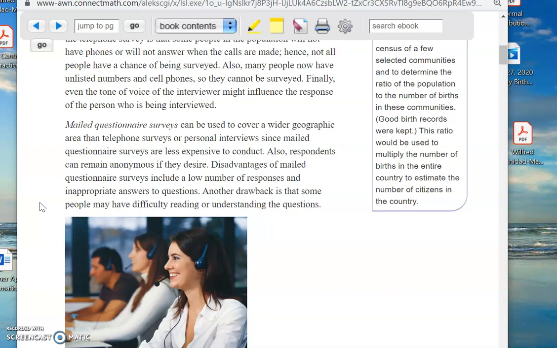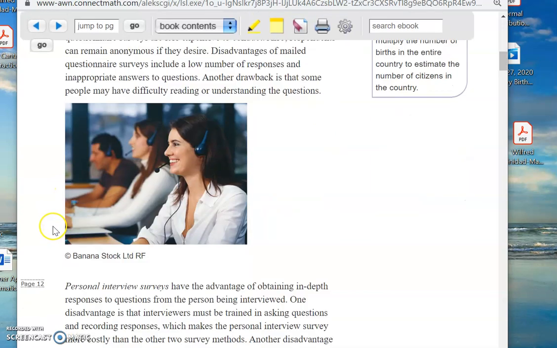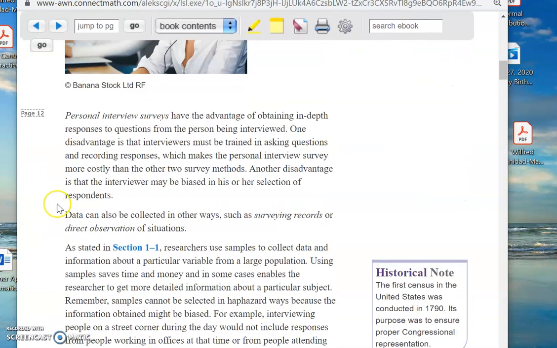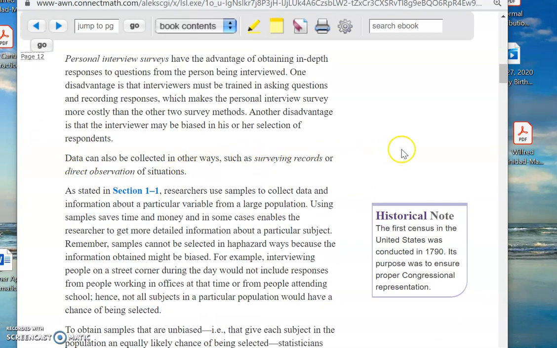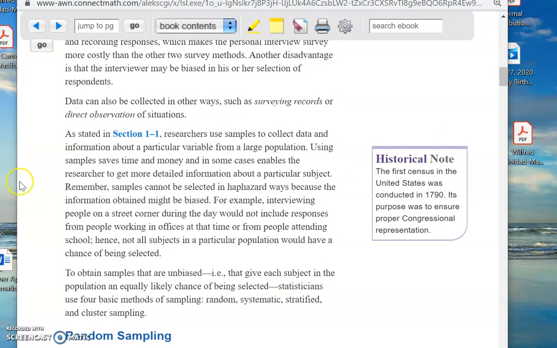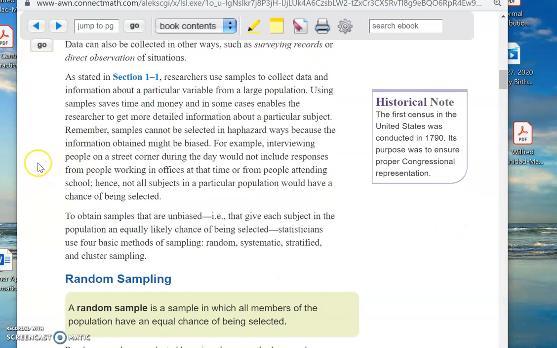That's an example of a survey. I don't think it's worth your time for me to read this to you, but please read it and get the idea here, okay? Okay, so that's a survey. Another way is you can survey records, or you can have direct observation of situations, okay?